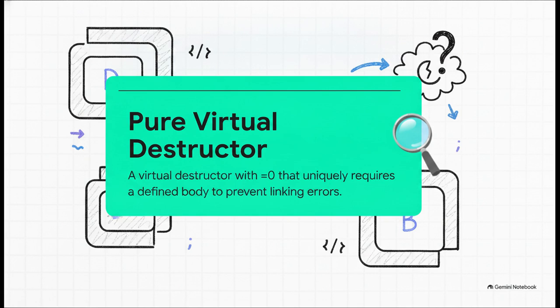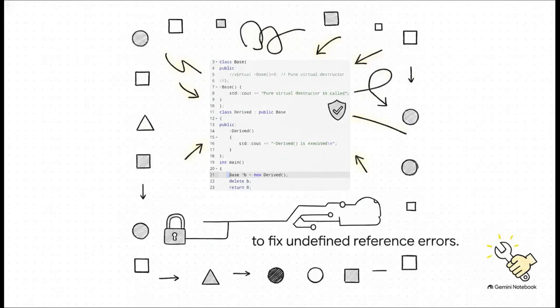Well, because when a derived class object is destroyed, its destructor automatically calls the base class destructor. If that base destructor has no body, the compiler gets incredibly confused and boom, you get a nasty linking error. And looking right here on the screen, this brilliantly illustrates the exact code required to fix that issue.